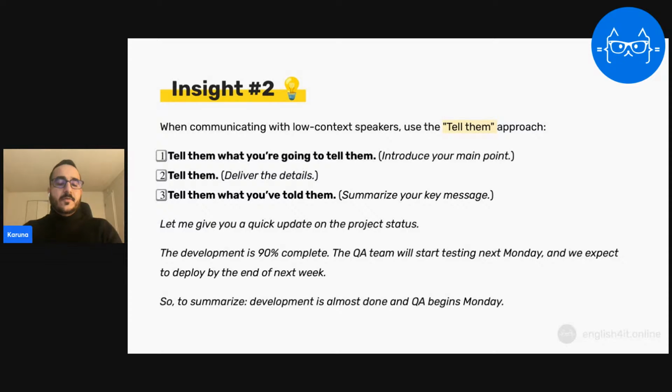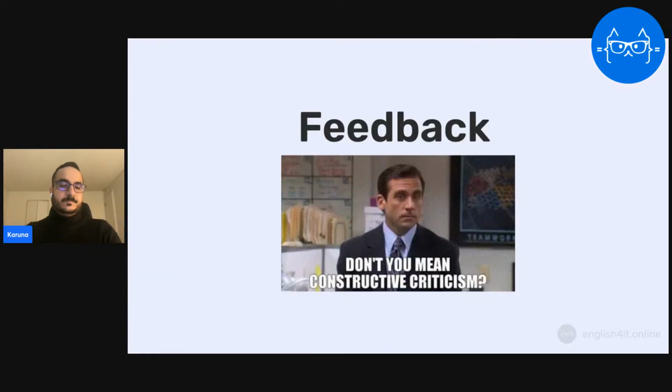Let me give you a quick update on the status of the project. Development is 90% complete. QA team will start testing next Monday, and we expect to deploy by the end of next week. In summary, deployment is almost done. QA begins Monday. Short, sweet, to the point. You don't have to put a lot of padding into it. It'll be appreciated by someone from a low context culture as having all the data needed, and just being very straightforward.